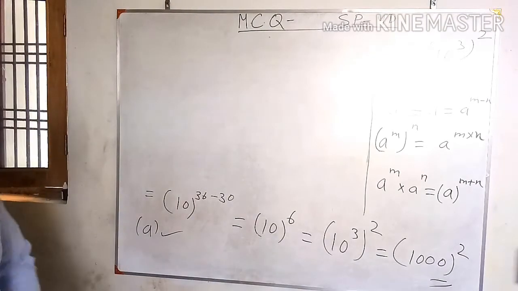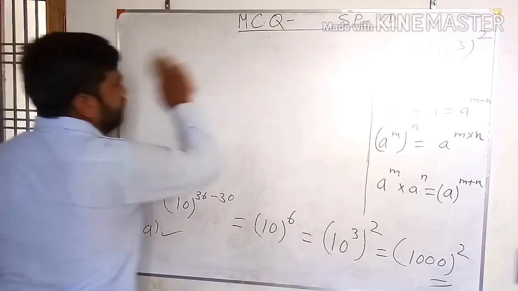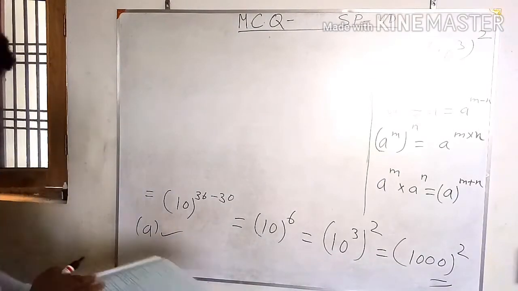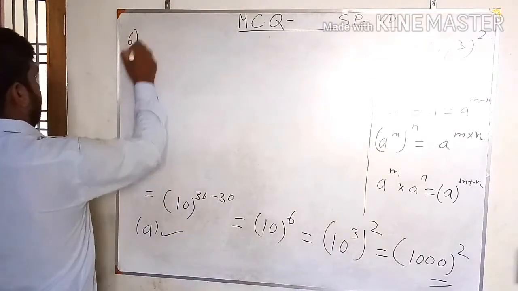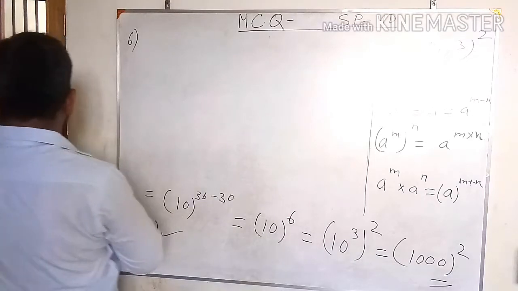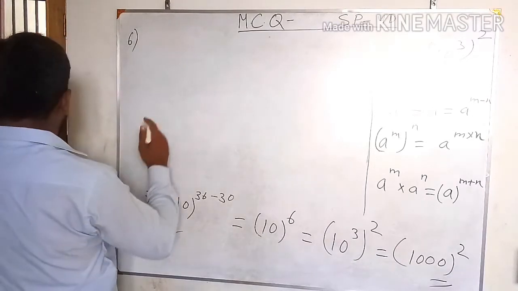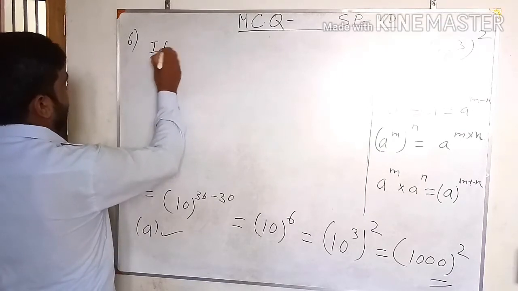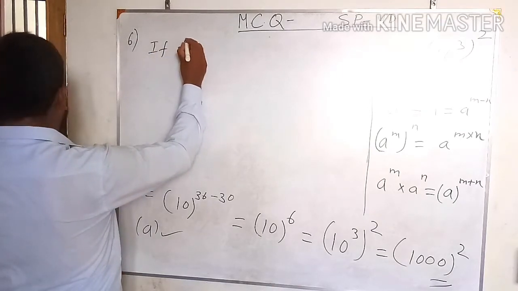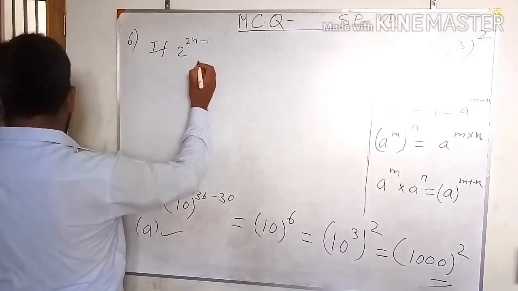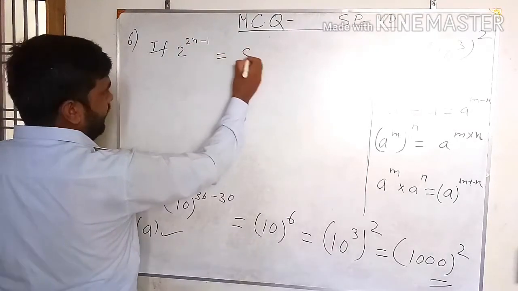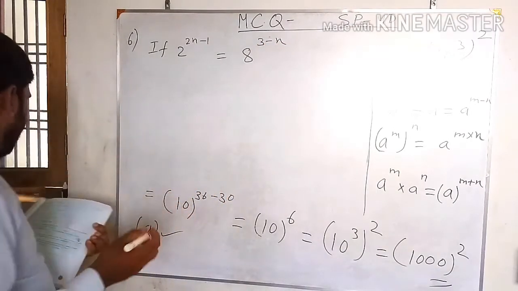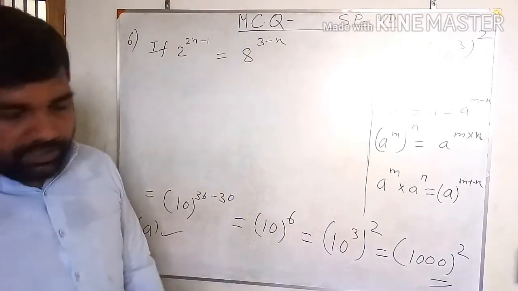Now we move to question number 6. Question number 6 is, if 2 to the power 2n minus 1 equals 8 to the power 3 minus n, then find the value of n.